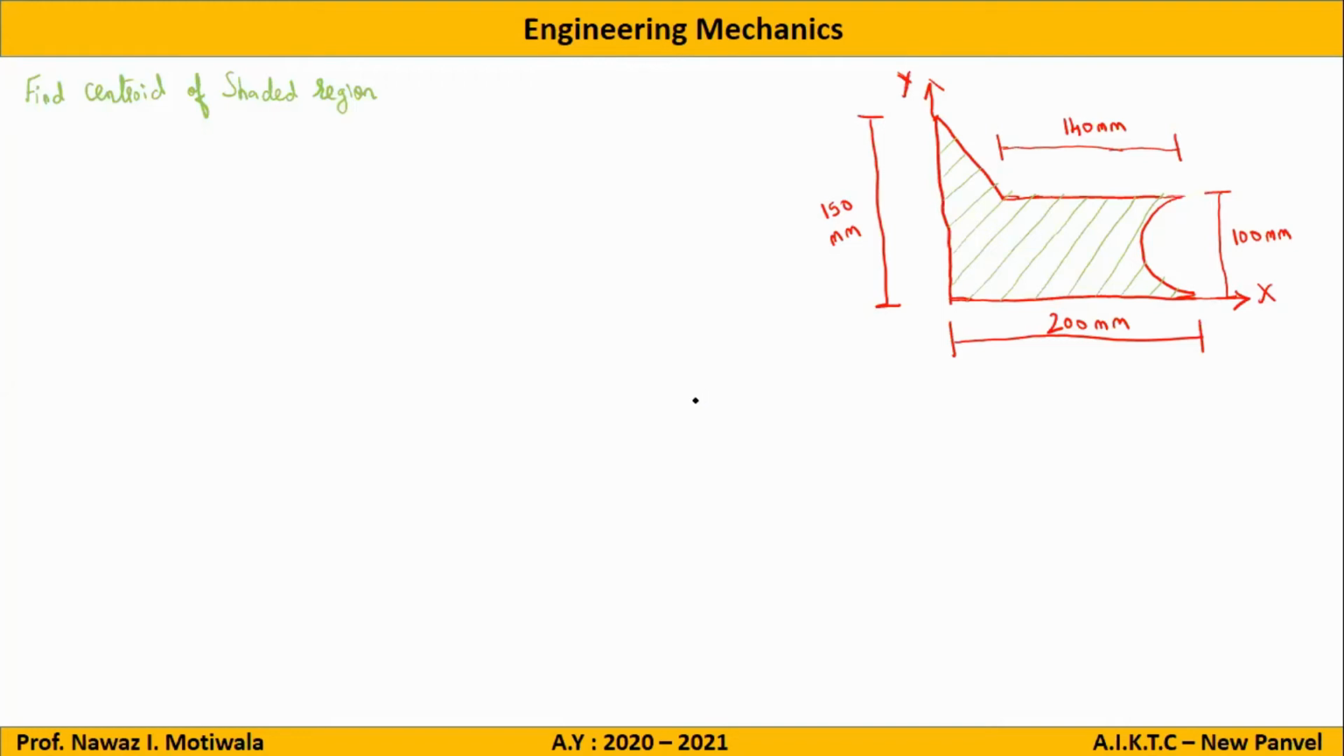Yes, sir. So the first step in any problem of centroid is what? See symmetry or not? Yes, to check whether the object is symmetric or not. So whether this object is symmetric? No. So if it is not symmetric, the next step is to select the reference point.